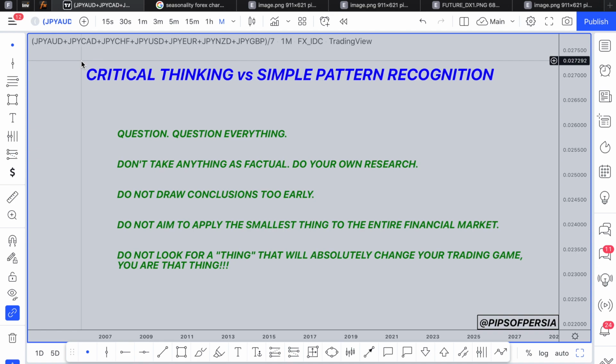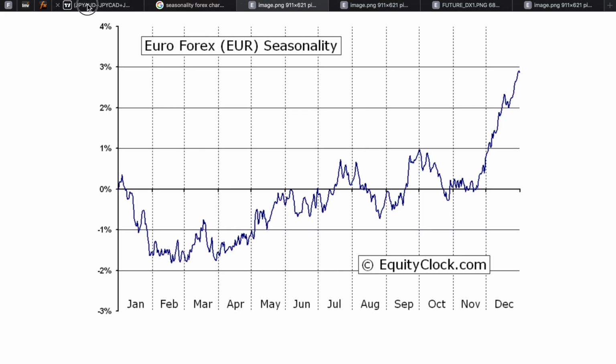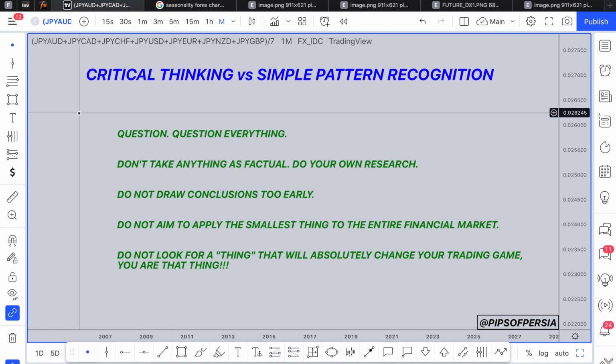Do not draw conclusions too early. Just because you've seen me mention a few months of these pictures, don't draw conclusions and think, oh, I should definitely use it for that currency, or maybe I shouldn't use it for this currency, maybe I should do this, maybe I should do that. No, stop drawing conclusions too early, and do not aim to apply the smallest thing to the entire financial market. Just because it's worked for maybe 1 or 2 scenarios, do not aim to apply that to the whole financial market.